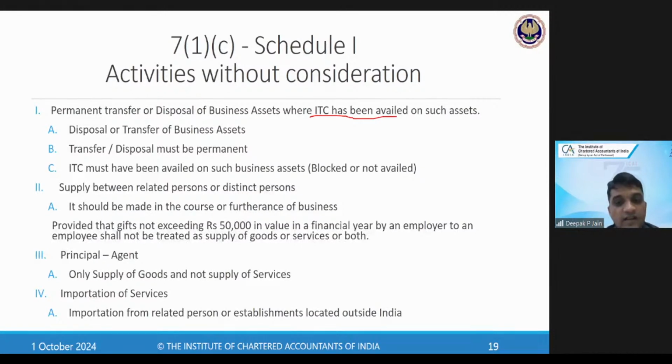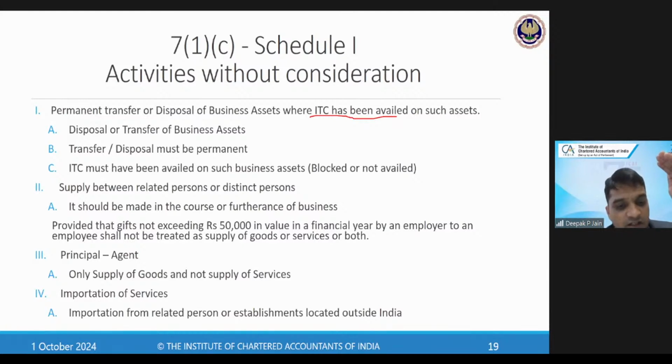So can we say if we have significant influence, then we are related? Yes, you can say so. But how much significant influence is also defined under the law. Because sometimes 10% also you may say significant, sometimes you may say something else. So the related person definition is defined.